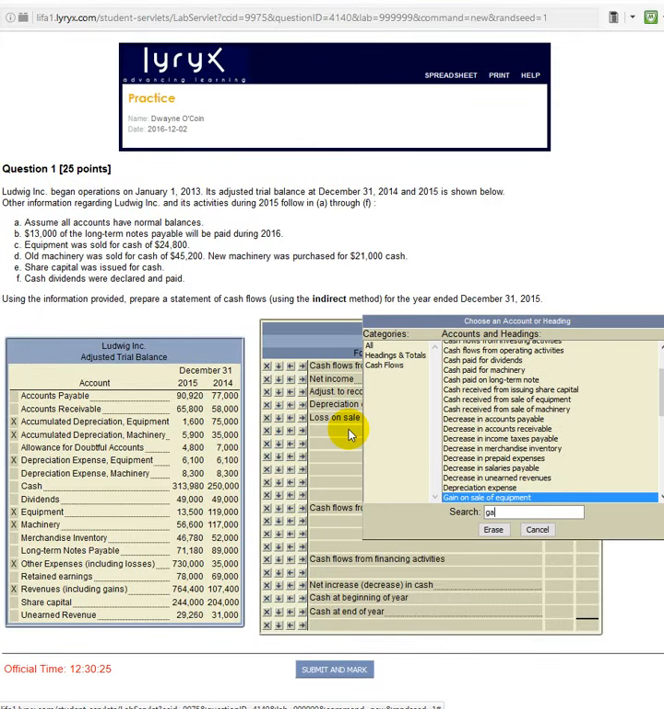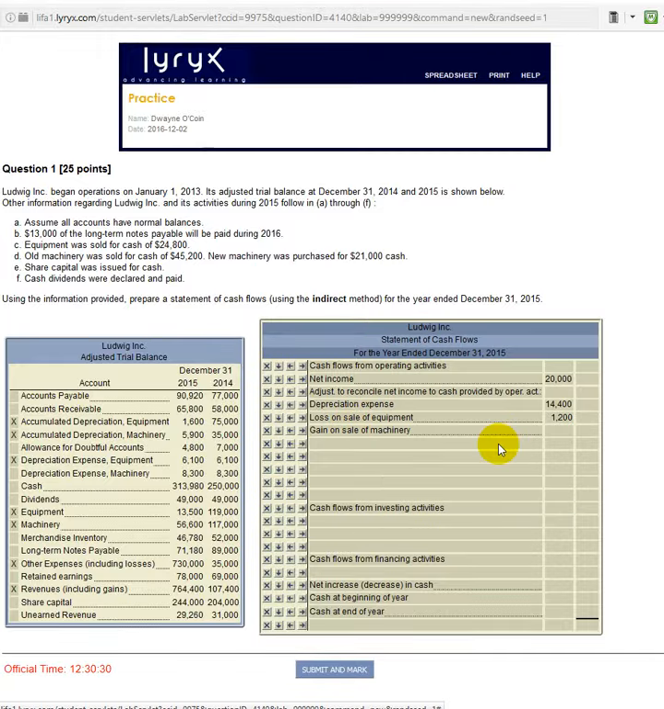So it's a gain on sale of not furniture but machinery. And in that case, we want to deduct the 1,200 because we added it into net income, but it's not the amount of cash we received. So we want to undo the impact of the gain on sale.